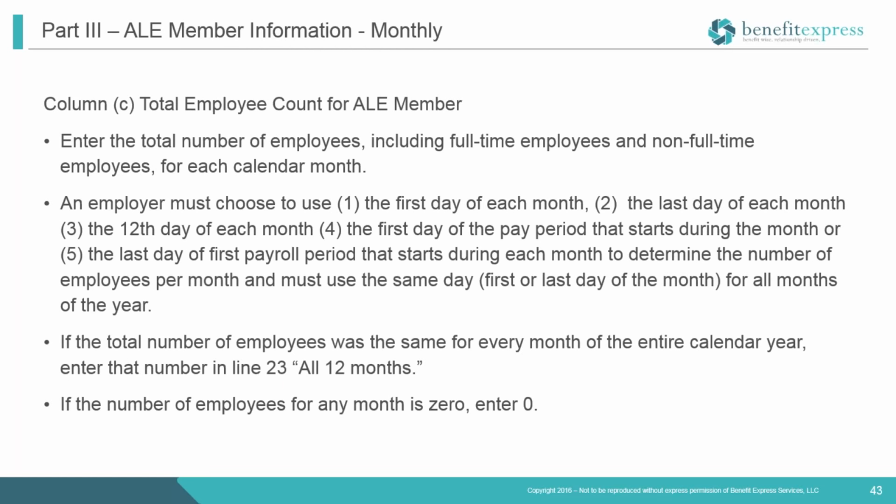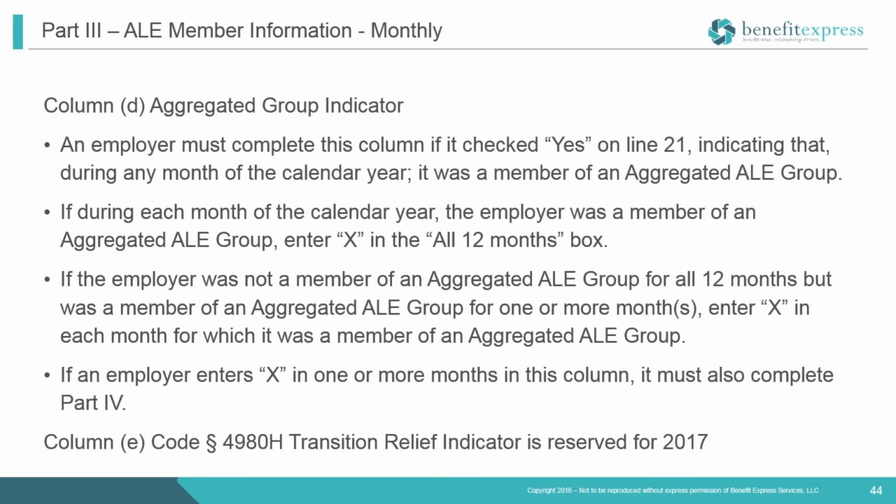For total number of employees, that's line C, and the employer must choose to determine that number either on the first day of the month, the last day of the month, the 12th day of the month, the first day of the paid period that starts during the month, or the last day of the first period. So you have 5 different methods to determine all your employees. And if it has changed during the year, you would have to make sure you reflect the number for each month during the year.